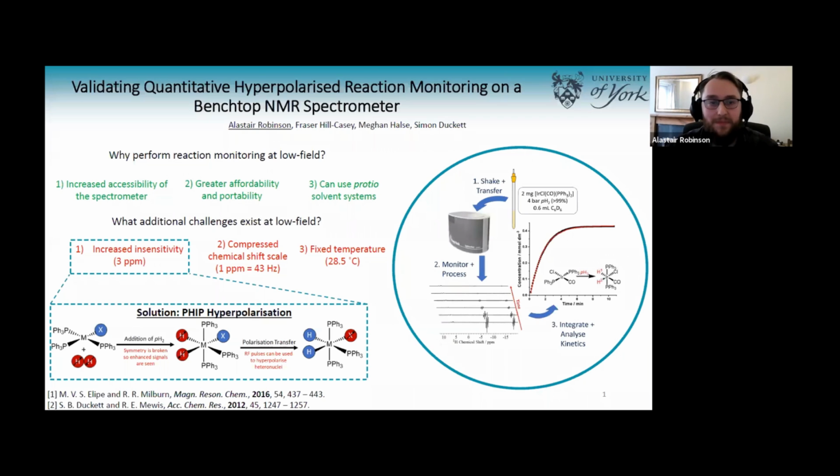these systems. However, moving to a lower field obviously has some additional challenges, one of the main ones being an increased experimental insensitivity. In my case, I'll be using SABRE to overcome this with the reaction of parahydrogen with an unsaturated metal center. Next slide, please.